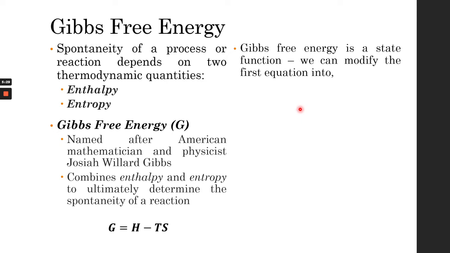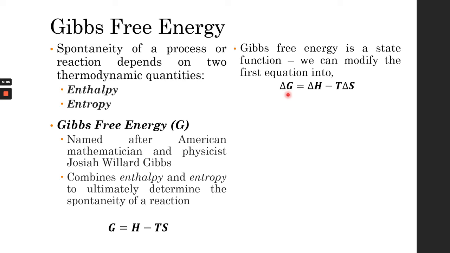So having said that, we can modify the first equation into this, wherein the change in G, or the change in Gibbs free energy, is equal to the change in enthalpy minus the temperature multiplied by the change in entropy. When we say change, it's the difference between the products and the reactants. We've dealt with a lot of these, wherein you have the sum of all the products minus the sum of all the reactants. That's why we use change, or delta.